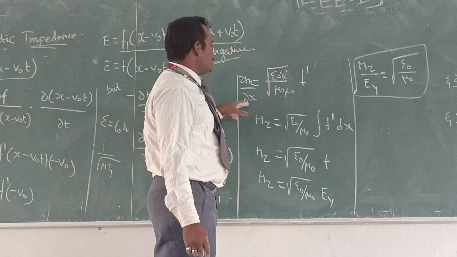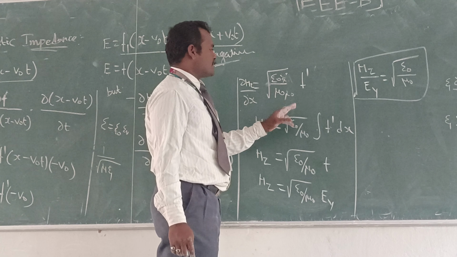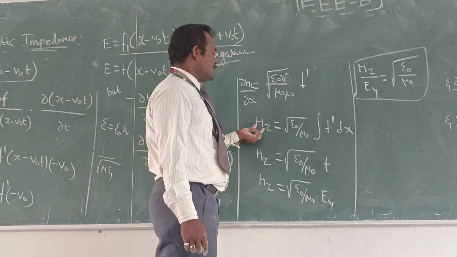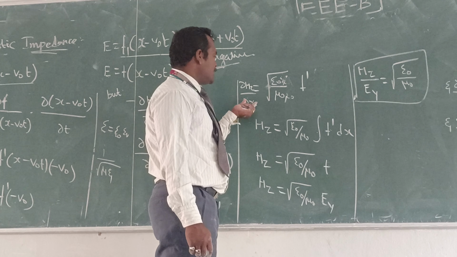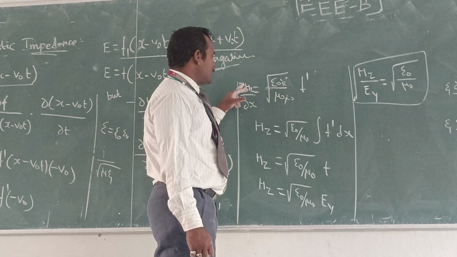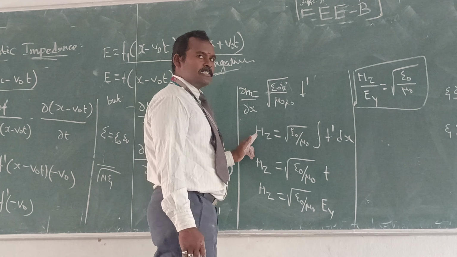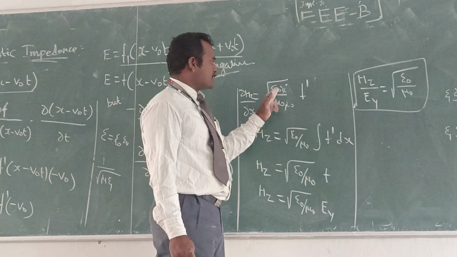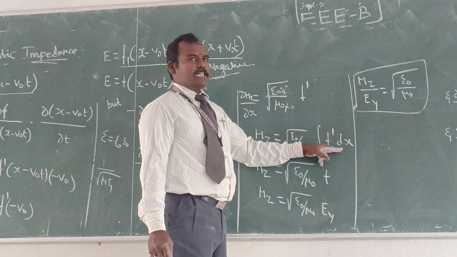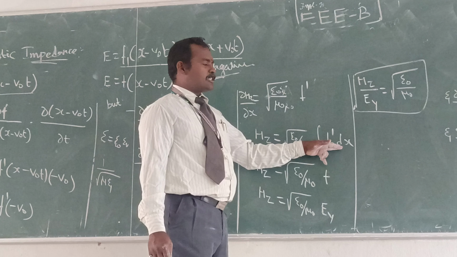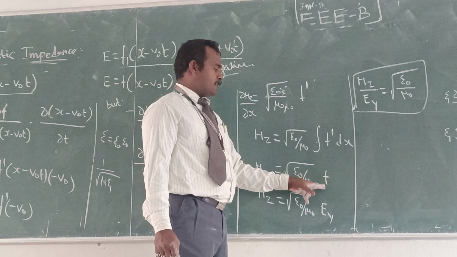So ∂Hz/∂x is equal to square root of epsilon naught by mu naught into f dash. When we need to find the exact magnetic field in the z direction, we need to integrate with respect to x. While integrating, the differentiation automatically cancels. So Hz is equal to the integration; the constant term you can take outside, and the remaining is the integration of f dash dx, because we are integrating with respect to x. The differentiation and integration cancel, and finally f alone comes.